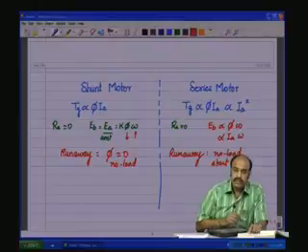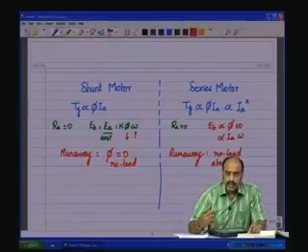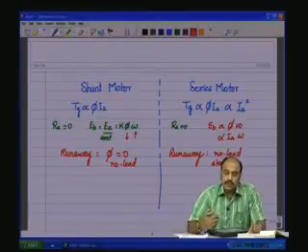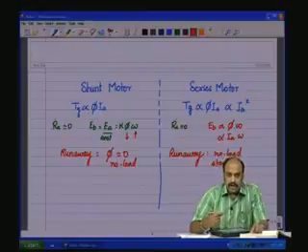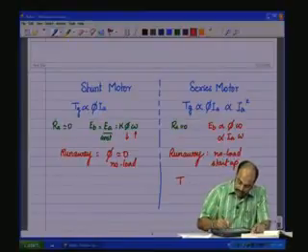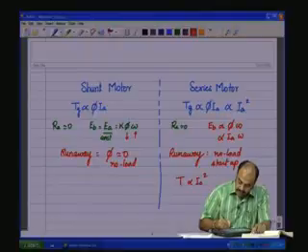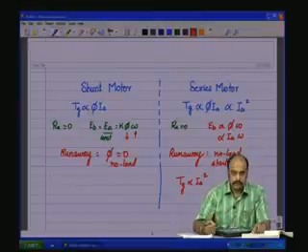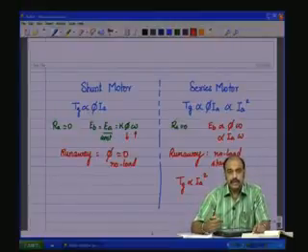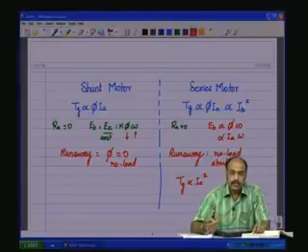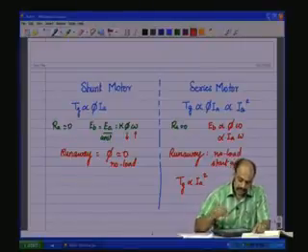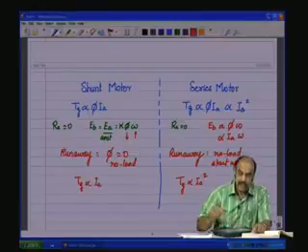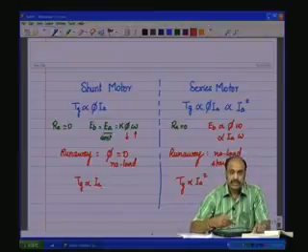Now, in the case of the series motor, as the torque is proportional to IA, and during the startup the back EMF is almost close to 0, IA will be large, and therefore torque, as it is proportional to IA square, the generated torque has very high low speed torque in the case of the series motor, whereas in the shunt motor the torque is limited because it is just proportional to IA, and it is limited to IA, which is the rated value.